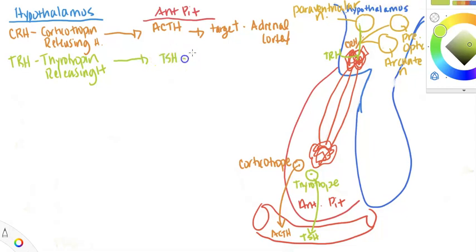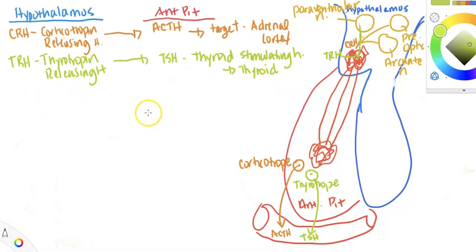So TSH is thyroid stimulating hormone. And of course, it targets the thyroid, and it stimulates the thyroid to secrete thyroid hormone. So thyroxine, T4, and triiodothyronine, which is T3.